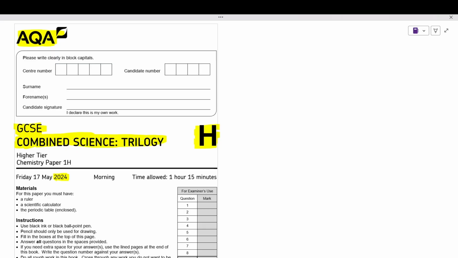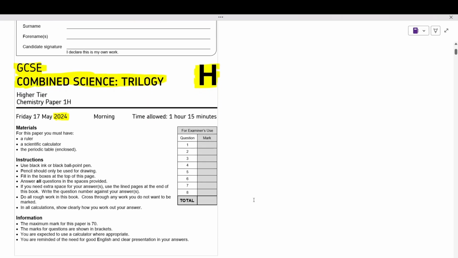Hello, now let's look at our AQA GCSE Combined Science Trilogy higher tier paper. So this is Chemistry 1 and this is the 2024 paper. Now let's start having a go.